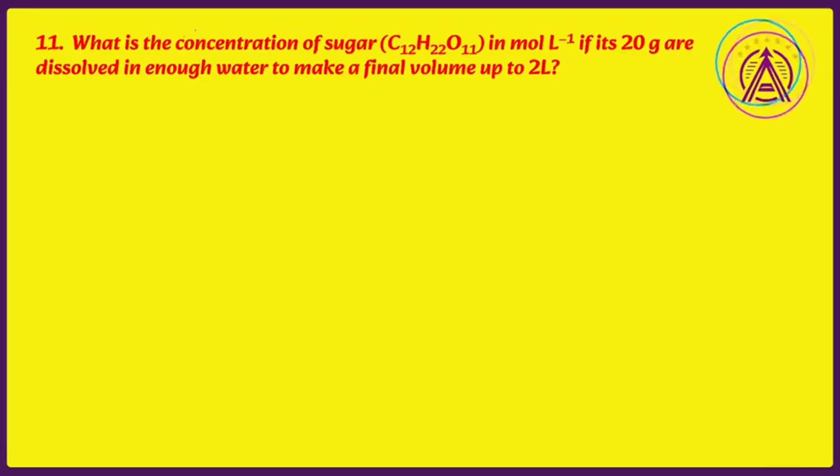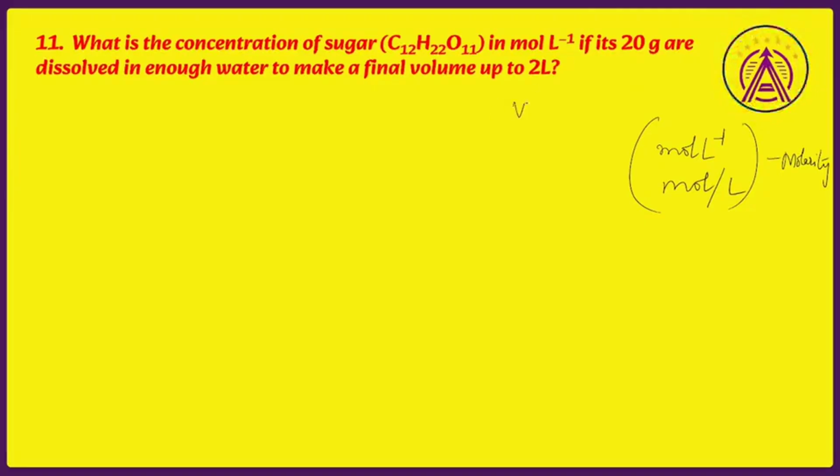So the next question: what is the concentration of sugar in moles per liter? Remember, whether it is written in reverse or written this way, it is the same. It is moles per liter, and either way, it is representing molarity. If 20 grams are dissolved in enough water to make a final volume of 2 liters. So remember here, volume is given to you in liters itself, 2 liters. And what is the mass that is given? Mass is given as 20 grams.